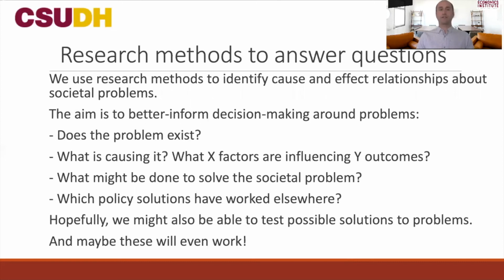So we want to study questions like, does the problem even exist? What is causing the problem? What factors, they could be various different variables, we could call them X1, X2, are influencing the various different outcomes, or our Y dependent variable. What might be done to solve this particular societal problem? Which policy solutions have worked elsewhere? And hopefully we might also be able to test possible solutions to problems, and maybe those solutions might even work.